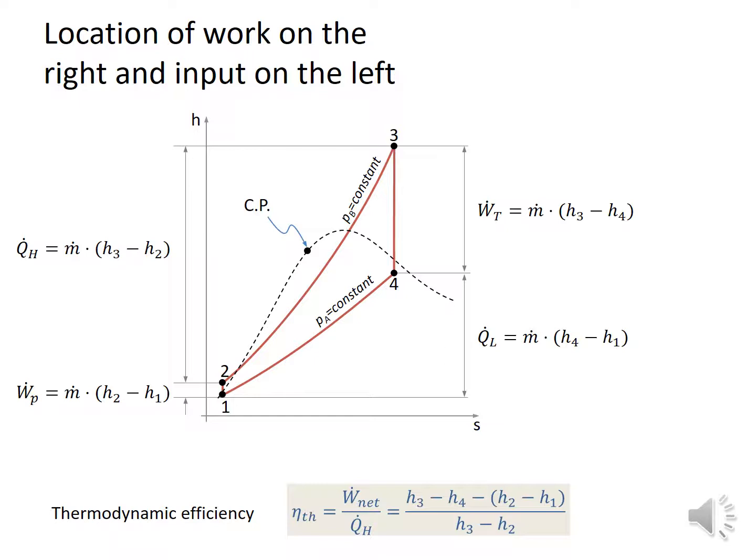Okay, so if we now start to look at the location of the work as we did before, we can now start to look at the equations that describe this. For instance, for the pump work, we have here the mass flow times the enthalpy difference between 1 and 2, which is the pump work then, and the heat addition in the boiler is only the mass flow times the difference in enthalpy between 3 and 2.